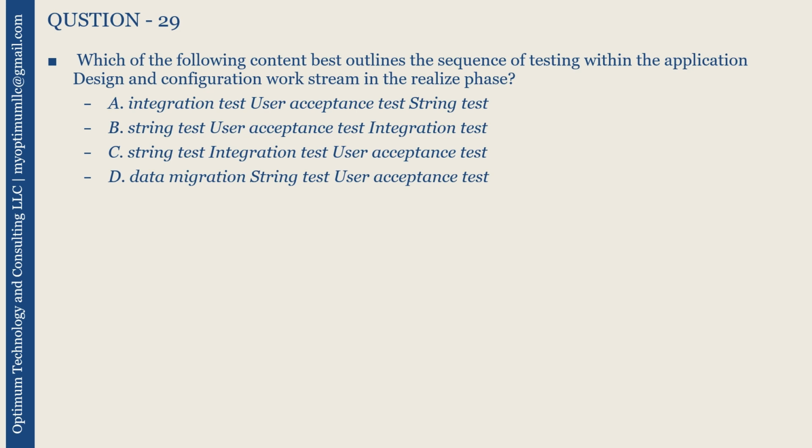Question 29. Which of the following content best outlines the sequence of testing within the application design and configuration workstream in the realize phase? A. Integration test, user acceptance test, string test. B. String test, user acceptance test, integration test. C. String test, integration test, user acceptance test. D. Data migration, string test, user acceptance test.